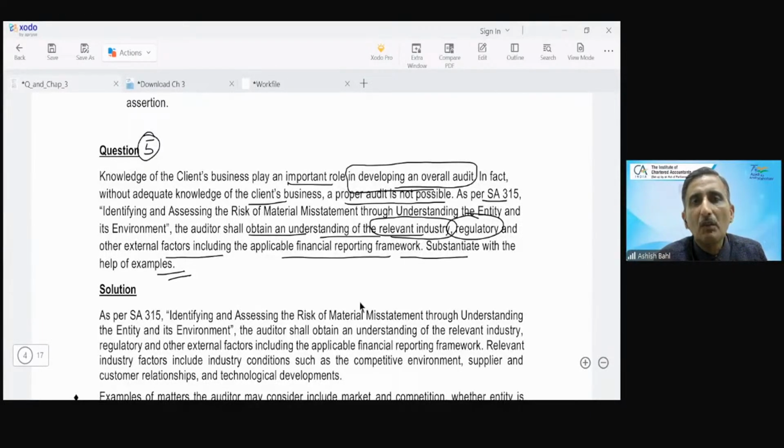So can you tell me, students, write one line about all these 5 components? What do you mean by these 5 components? What is the control environment? What is the meaning of control environment? What do you understand by control environment? When we say the control environment of a company is satisfactory, what does it mean?